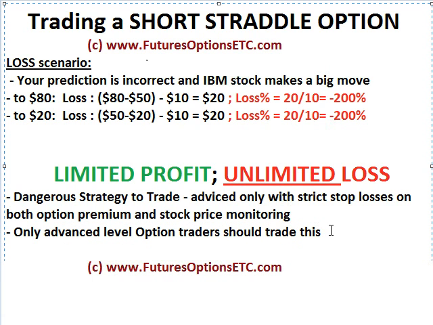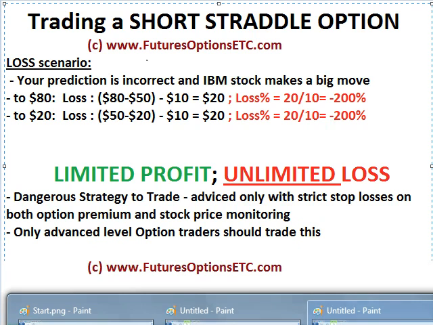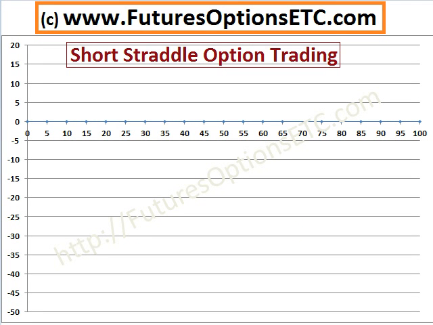Now let's get into the payoff functions for this short straddle option trading. Here we will have a call option which is at strike price of $50, and this is how it would look like.